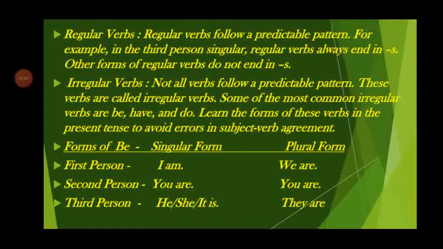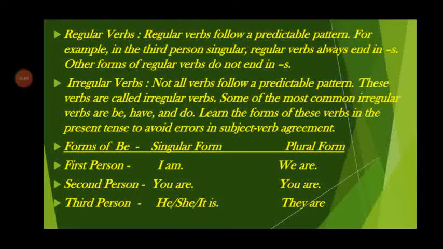Irregular verbs. Not all verbs follow a predictable pattern. These verbs are called irregular verbs. Some of the most common irregular verbs are be, have and do. Learn the forms of these verbs in the present tense to avoid errors in subject-verb agreement.